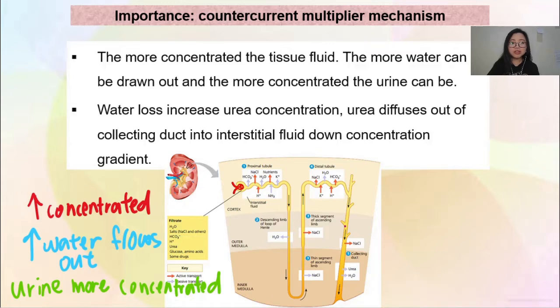Water loss will increase the urea concentration. So sekarang banyak urea dalam filtrate. Urea will diffuse out of the collecting duct into interstitial fluid down the concentration gradient. So that will occur on this part of the collecting duct.